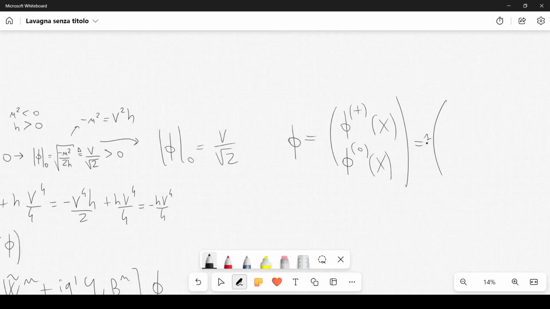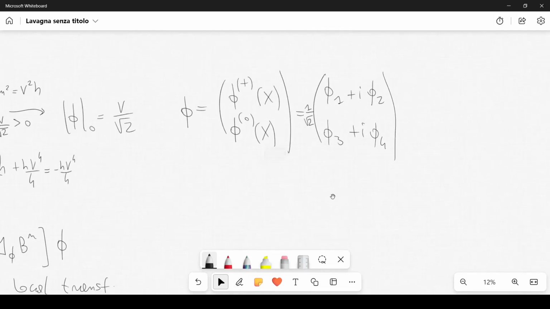We can put a constant here for the sake of convenience. This constant is 1 over square root of 2. Then here we have phi 1 plus i phi 2, and in this case phi 1 and phi 2 still depend on x, but they are real scalar fields. And then we have phi 3 plus i phi 4, like this.